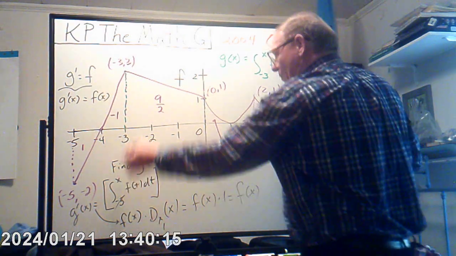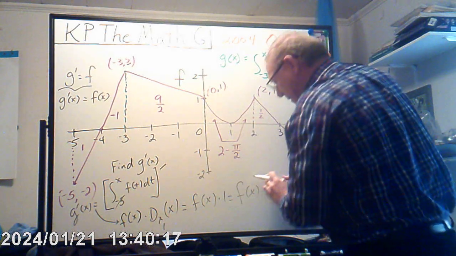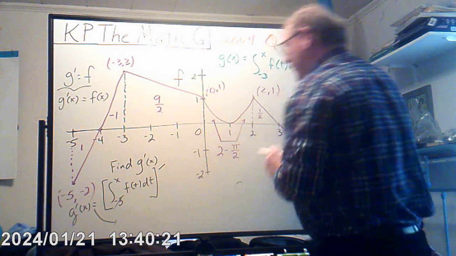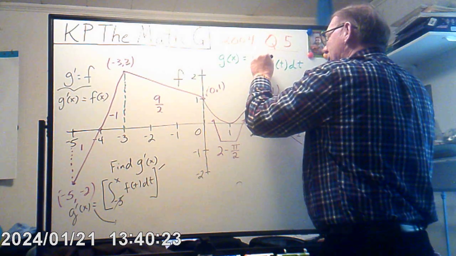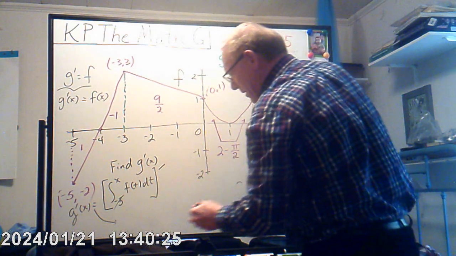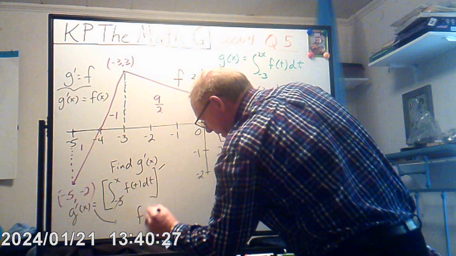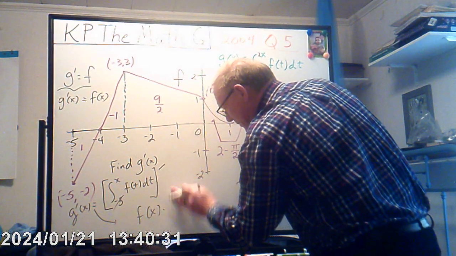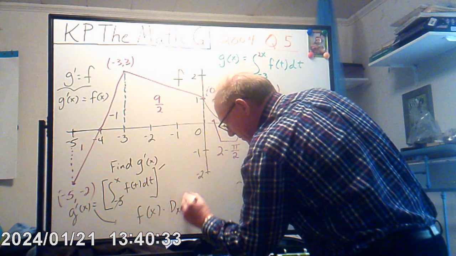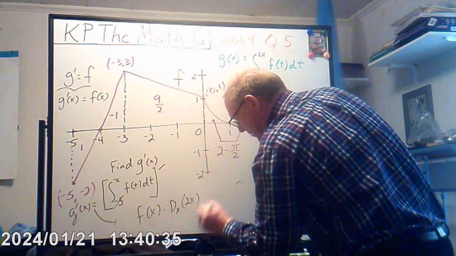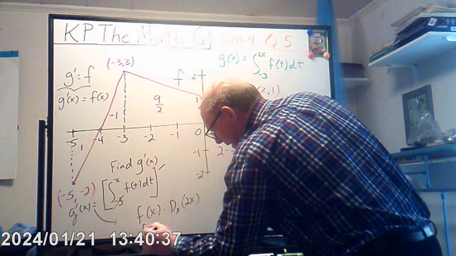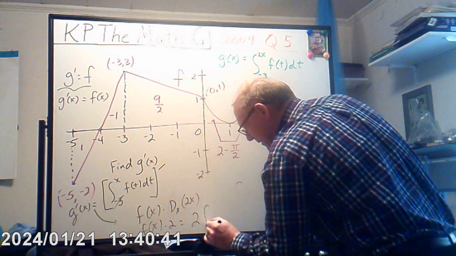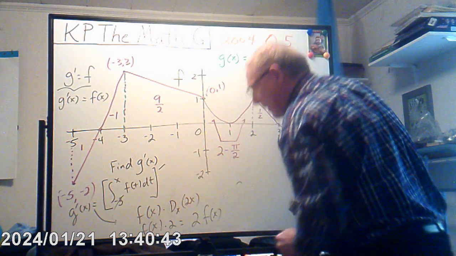And this whole function is f anyway. But if they had said do f at 2x up here, if you had a 2x, then you would have had to say f at x times the derivative of 2x, which is just f at x times 2, or we would just say 2 f at x, like that.